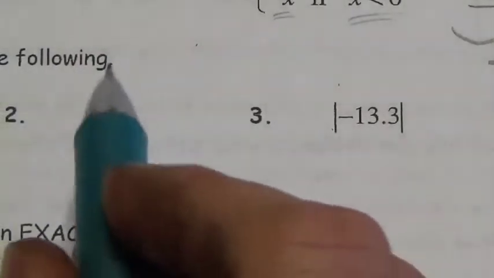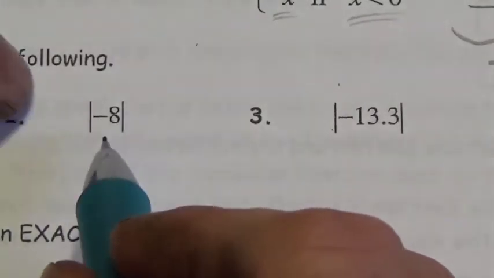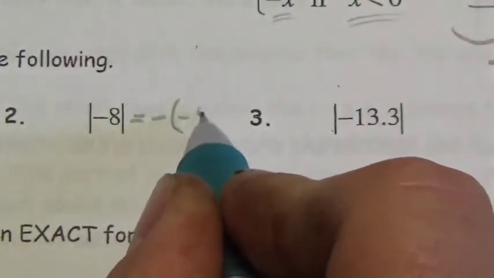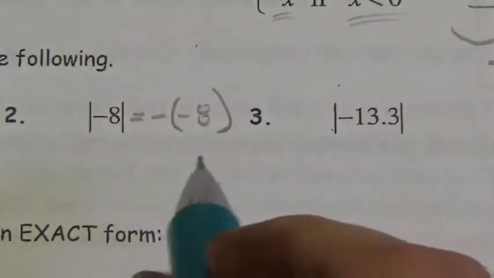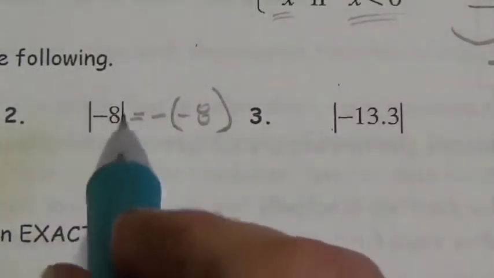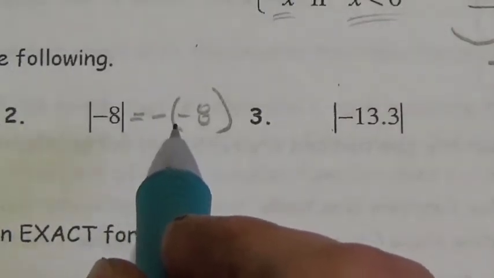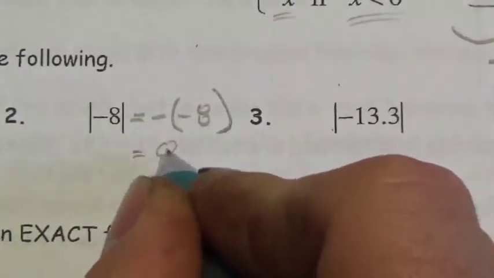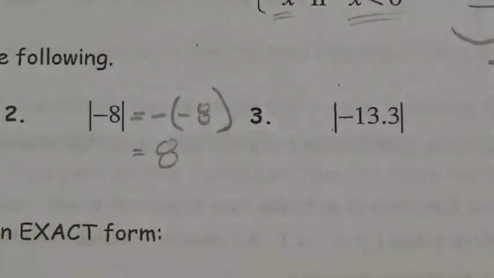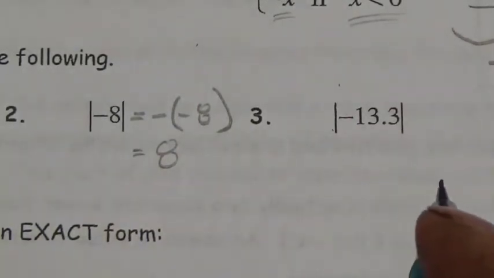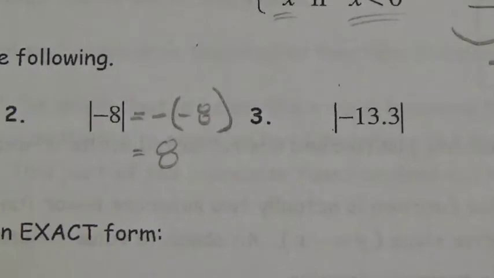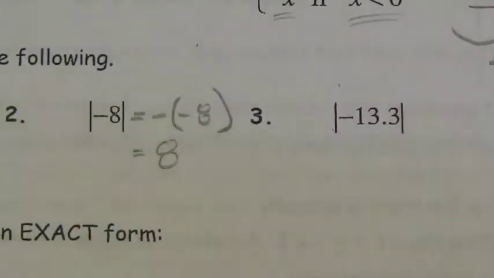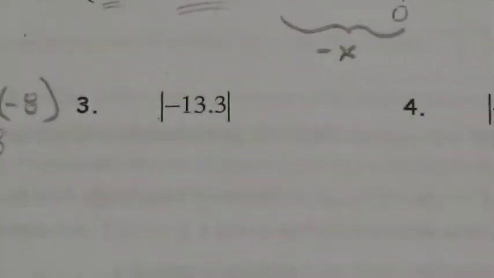Absolute value of negative 8. Well, I recognize that negative 8 is less than 0. So what I'm going to do is put a negative in front of negative 8. It's just an if-then. If I see that this is less than 0, then I put a negative in front of it. And then the two negatives cancel and it becomes positive 8. Now, I'm hoping, obviously, that you can get through that a fair bit quicker than what I just did. I'm hoping that you don't actually have to think it through like this, but to start off with, that's not a bad way of doing this.